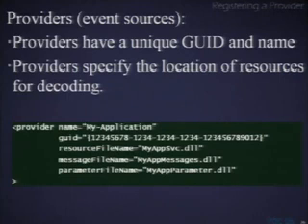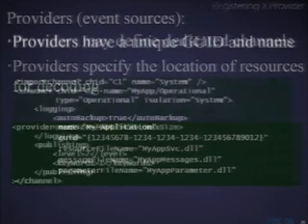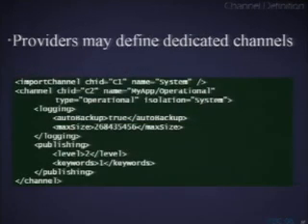Providers of events also have a description that contains a unique GUID and a provider name, and it specifies the DLLs that contain some of this information. Just like you have message catalogs on XP, you have resource names and parameter file names for this additional type information on Vista. And a similar document to define the channels.